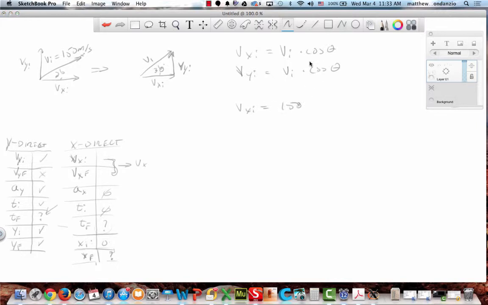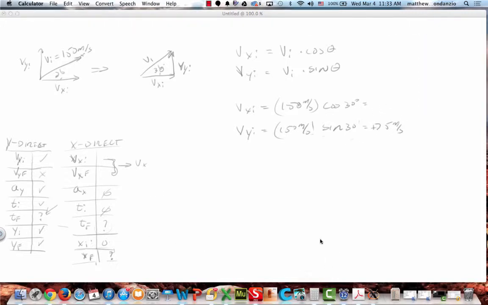Oh, I'm sorry, take that back. Sine theta. Did I say sine and write cosine? Okay, there you go. Vxi is 150 meters a second times cosine of 30 degrees, and Vyi is equal to 150 meters a second times sine of 30, right? So sine of 30 is 1/2, correct? Okay, so that's going to be 75 meters a second positive.